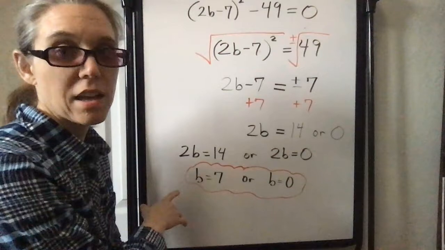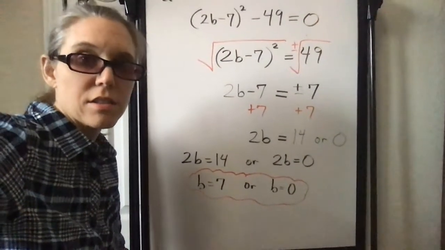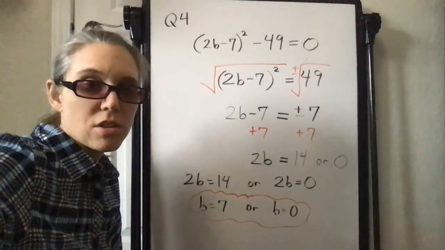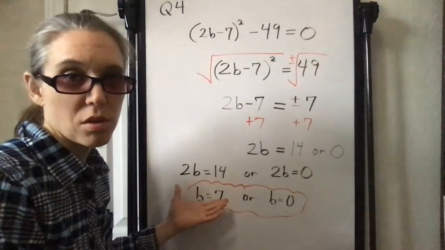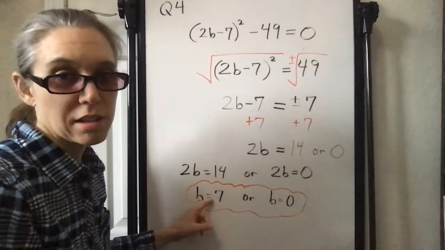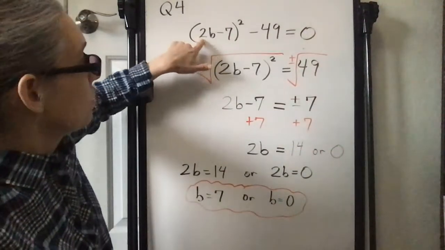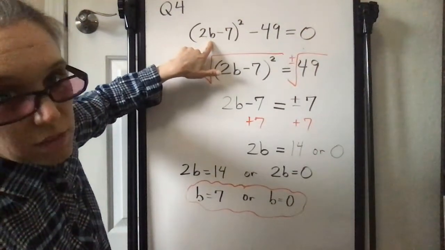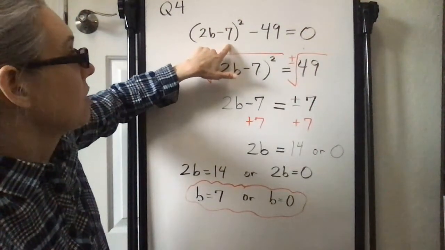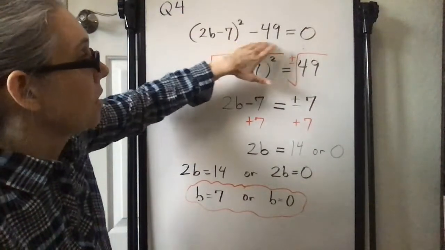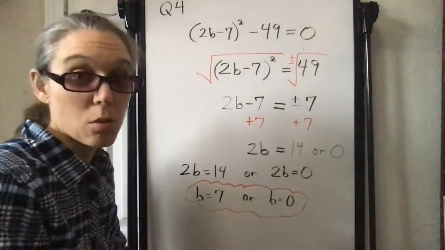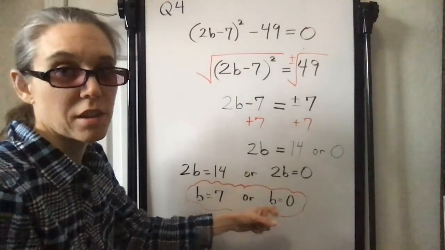Now, when you get to the end, you should always plug back your answers into the original equation. You can do this with a calculator, or in this case, this is pretty straightforward to do even in your head. Let's try it. Let's plug in 7. 2 times 7 is 14. 14 minus 7 is 7. 7 squared is 49. Minus 49 is 0. That works. Now let's plug in 0.